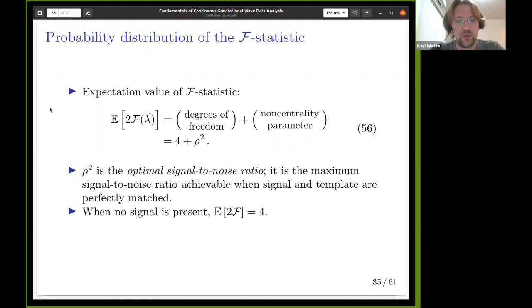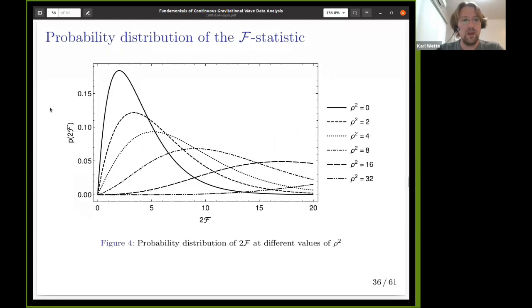So in that sense, it's an important quantity which we'll use later. And when we have no signal present, we have the expectation of 2F being equal to 4. The plot here just shows what those distributions actually look like. The solid curve there is when rho squared equals 0, so that's the noise-only distribution. You can see it peaks around 2, but the mean of it is actually 4, and it tails off as we go to higher 2F. And as we increase rho squared, the distributions are peaked at higher values, but also more spread out. So that's how those curves look.